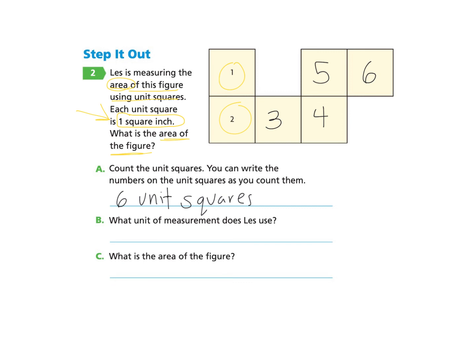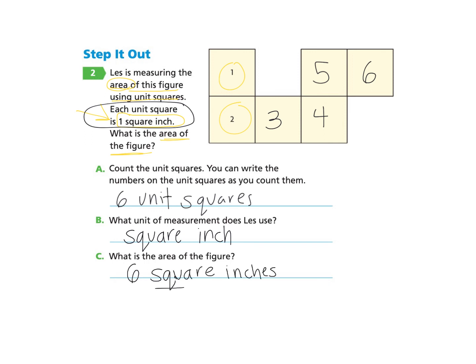Question B asks, what unit of measurement does Les use? And that information was given to us here. He is using, we can write, square inch. And problem C, what is the area of the figure? And if you'd like to pause and try that on your own and come back, you can. But we have counted that there are 6 square inches. And it's really important, again, not just to write the number, but also to write that square inches next to it to answer the question.